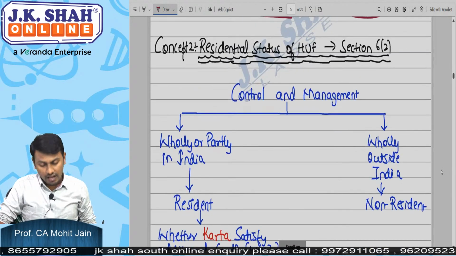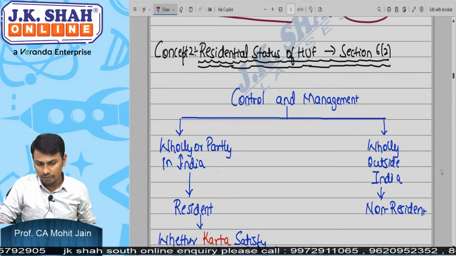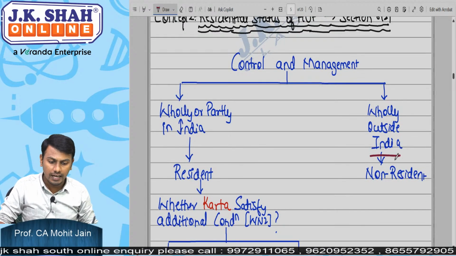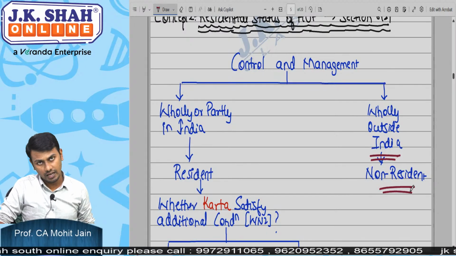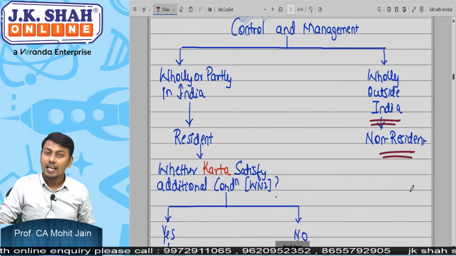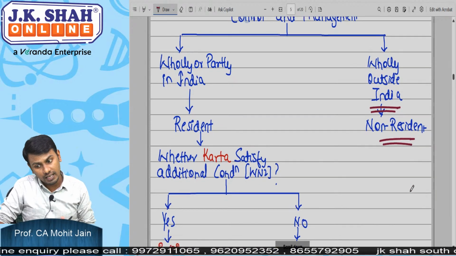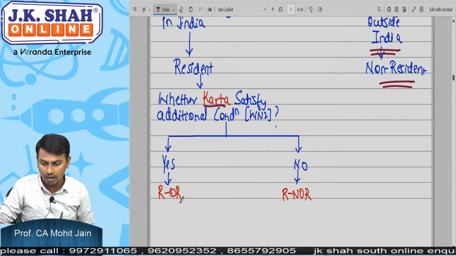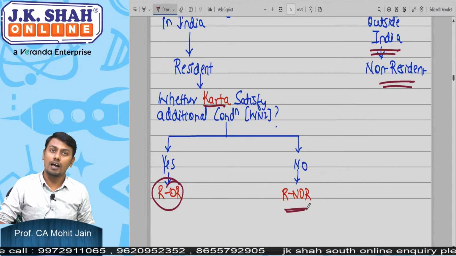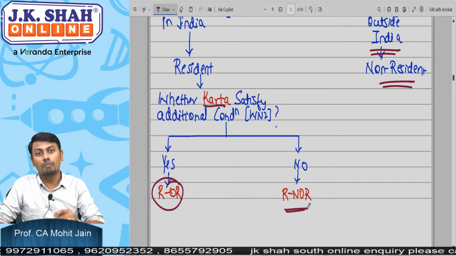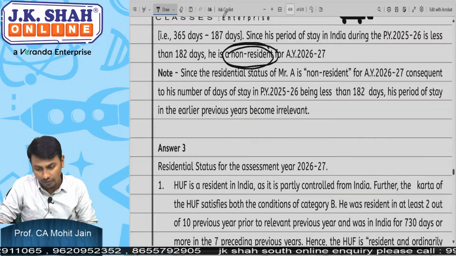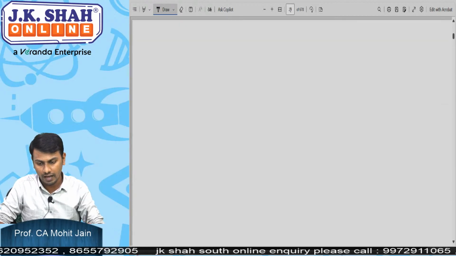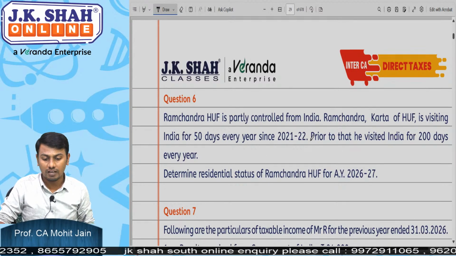One second. Residential status of HUF. So we have to see where is the control or management. If it is wholly outside India, then non-resident. If it is wholly or partly in India, then resident. Once you determine resident, check additional condition for Karta. If Karta is satisfying, then the HUF is ROR. Otherwise, the HUF is RNOR. Now, everyone, please come to page number 25 and solve question number 6.